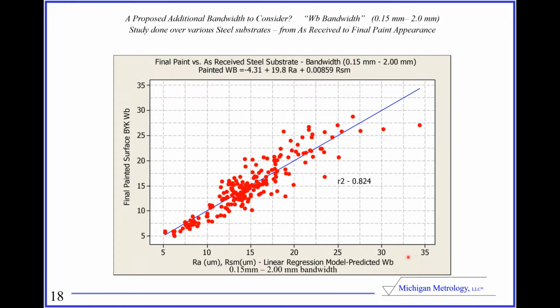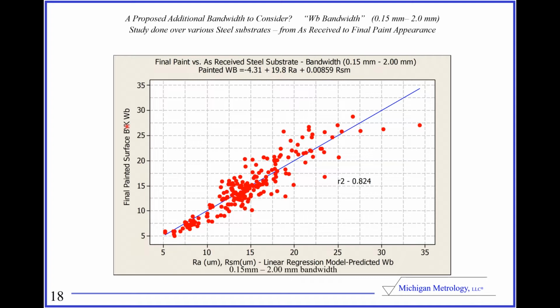And that was as measured, again, in that 0.15 to 2 millimeter bandwidth. Okay, and we could see a really nice correlation. Remember, this is the average roughness of the substrate, this steel, versus the final painted surface after all the processes of paint, as measured by the BIC machine. So we saw a really good degree of correlation there.